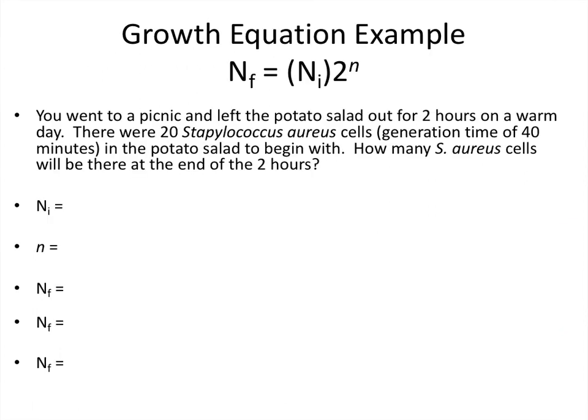So here's our scenario. You went to a picnic and left the potato salad out for 2 hours on a warm day. There were 20 Staphylococcus aureus cells. They have a generation time of 40 minutes in the potato salad to begin with. How many Staphylococcus aureus cells will there be at the end of 2 hours? So we're going to start this out, and I recommend that you write it out like this when you do your work too. Start out with Ni. So in this case, that would be 20.